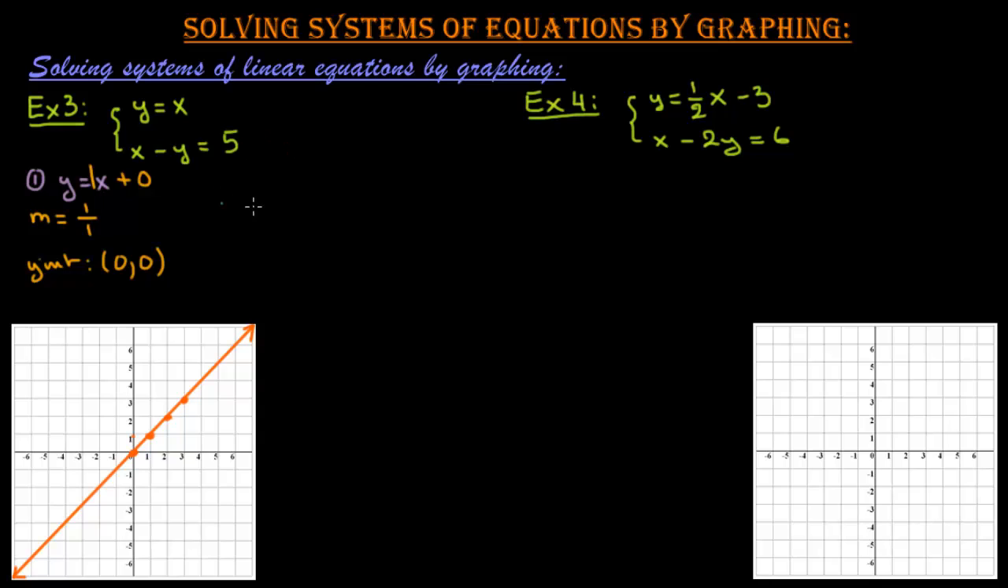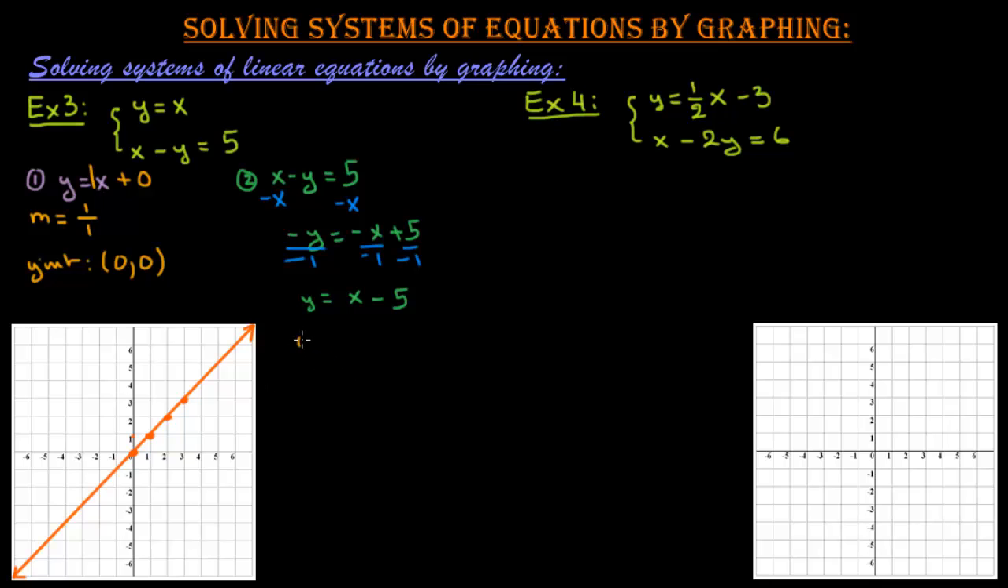Now the second equation, we have x minus y equal to 5. So we isolate the y by subtracting x on both sides. So negative y equal to negative x plus 5. Then we divide both sides by negative 1. So we have y equal to positive x minus 5.